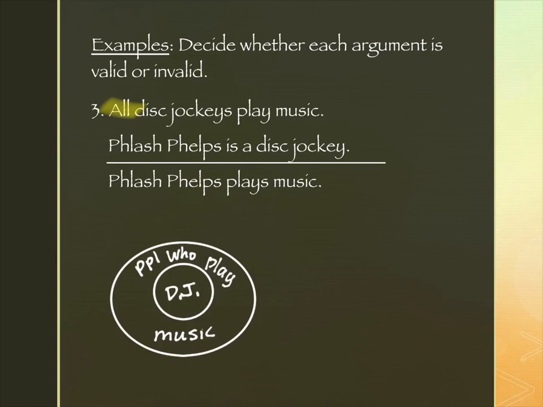Flash Phelps is a disc jockey, so that's another specific person. Here is Flash Phelps. Okay, Flash Phelps. Where can I put my X? Right here. Can I put it anywhere else? I can't on this one, right? There's only one location where I can put the X on this one. Okay. Now we're looking at our concluding statement. Our concluding statement says Flash Phelps plays music.